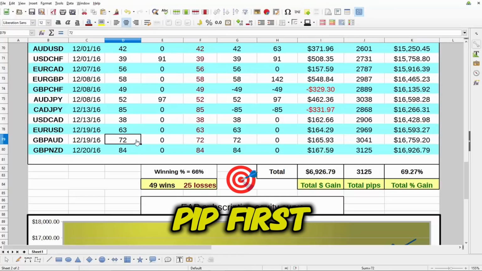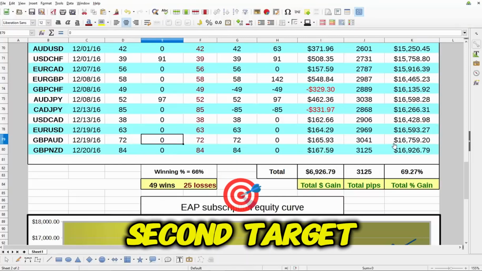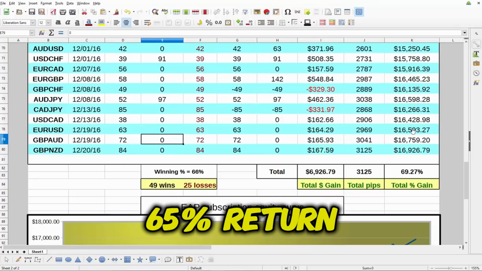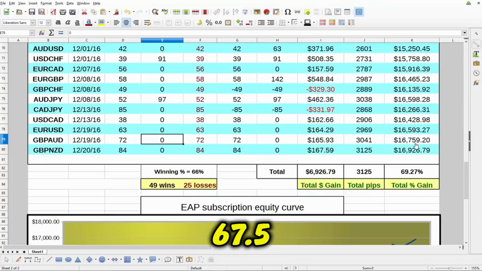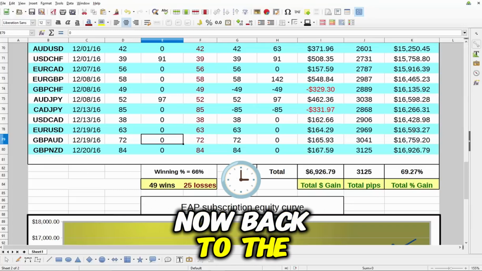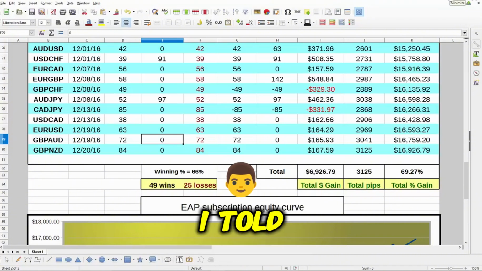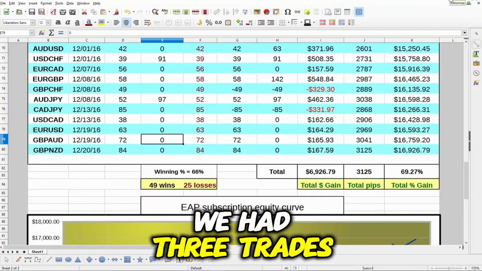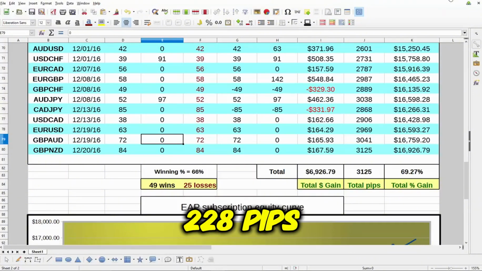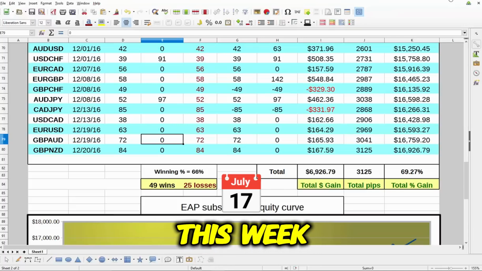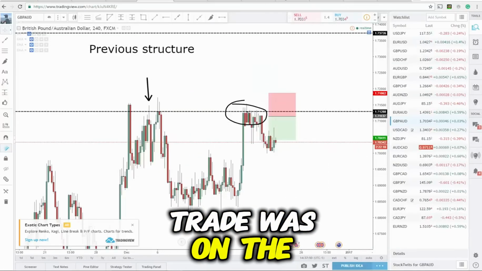We had a 72 pip first target with 0 on our second target, bringing us from a 65% return to 67.5%. Now back to the chart for our last trade of this week. I told you guys at the beginning of this video we had 3 trades in total for a total of 228 pips so far this week. Our third and final trade was on the pound New Zealand.